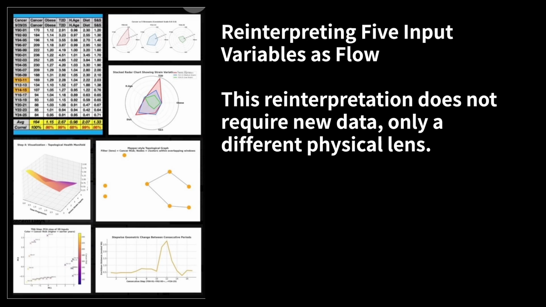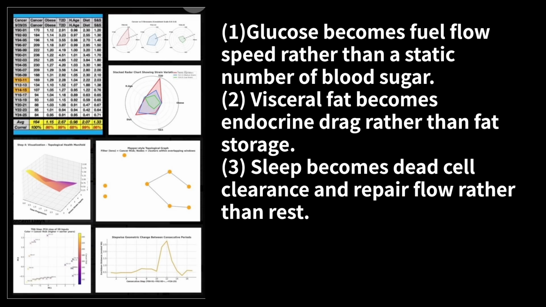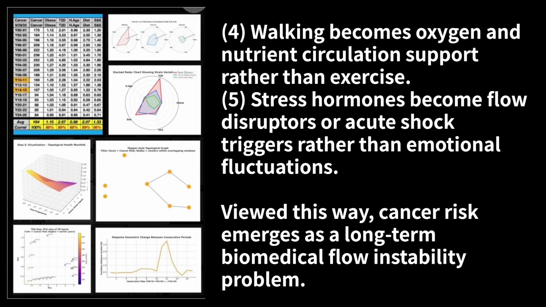Reinterpreting 5 input variables as flow. This reinterpretation does not require new data, only a different physical lens. 1. Glucose becomes fuel flow speed, rather than a static number of blood sugar. 2. Visceral fat becomes endocrine drag rather than fat storage. 3. Sleep becomes dead cell clearance and repair flow rather than rest. 4. Walking becomes oxygen and nutrient circulation support, rather than exercise. 5. Stress hormones become flow disruptors or acute shock triggers rather than emotional fluctuations. Viewed this way, cancer risk emerges as a long-term biomedical flow instability problem.